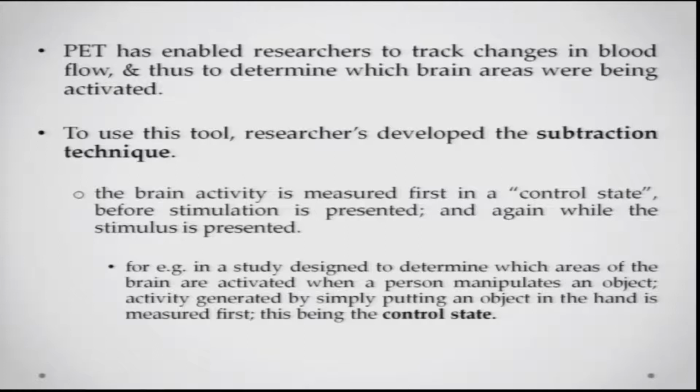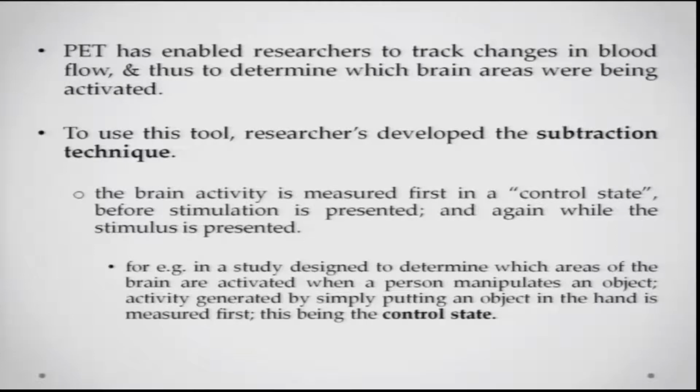Now, most tasks that we engage in are not very simple tasks. So, how do we really determine this? One of the techniques that researchers have developed to determine which areas are specifically involved in which specific cognitive functions is the subtraction technique. This is a rather simple technique. You first measure the brain activity in a control state, a kind of resting state. The person is not doing anything, just closing his eyes and relaxing, and you are measuring where the tracer is. You just measure the activity of the brain in the resting state.